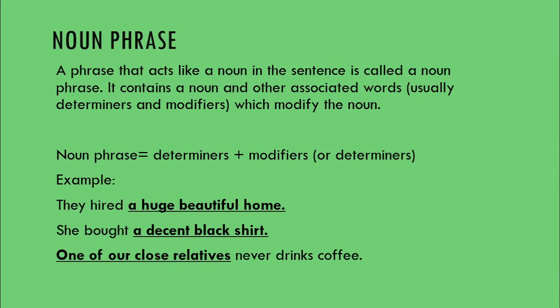Noun phrase. A phrase that acts like a noun in the sentence is called a noun phrase. It contains a noun and other associated words, usually determiners and modifiers, which modify the noun. So we can say that noun phrase equals determiners plus modifiers. Okay? For example, they hired a huge beautiful home.